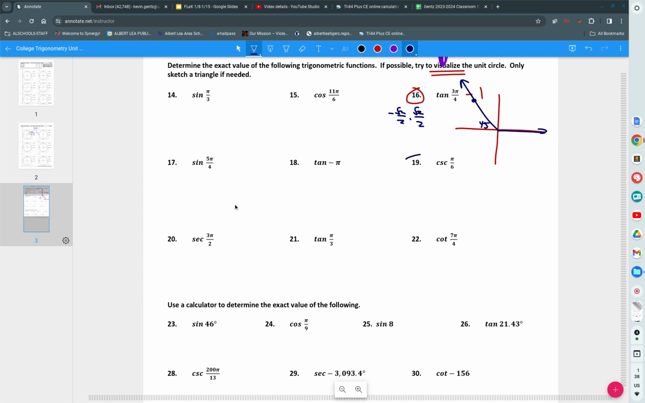Look at the one below it. We got cosecant of pi over 6. Well, I'm just going to start by using pi over 6. Pi over 6 is how many degrees?